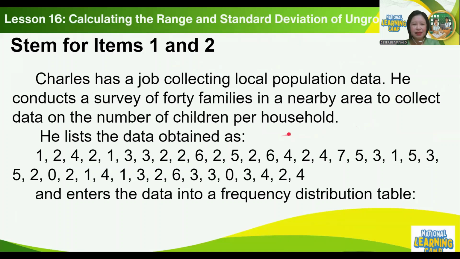He lists the data obtained as 1, 2, 4, 2, 1, 3, 3, 2, 2, 6, 2, 5, 2, 6, 4, 2, 4, 7, 5, 3, 1, 5, 3, 5, 2, 0, 2, 1, 4, 1, 3, 2, 6, 3, 3, 0, 3, 4, 2, 4, and enters the data into a frequency distribution table.